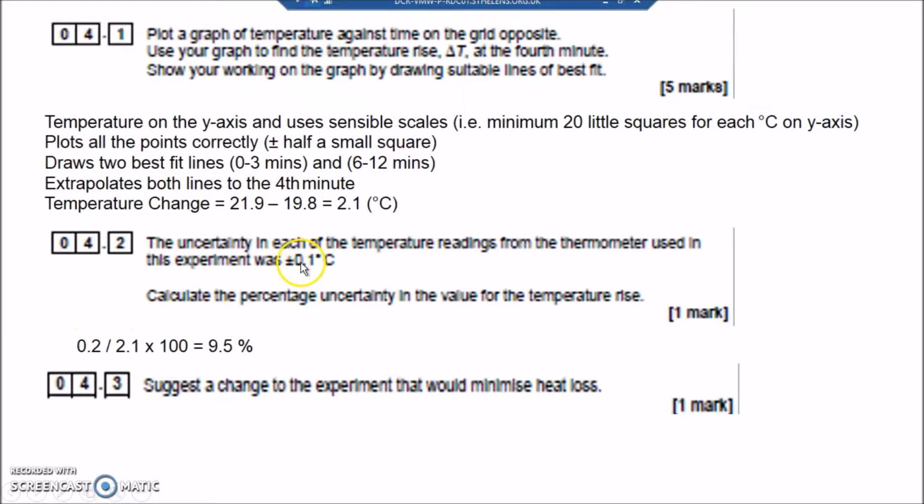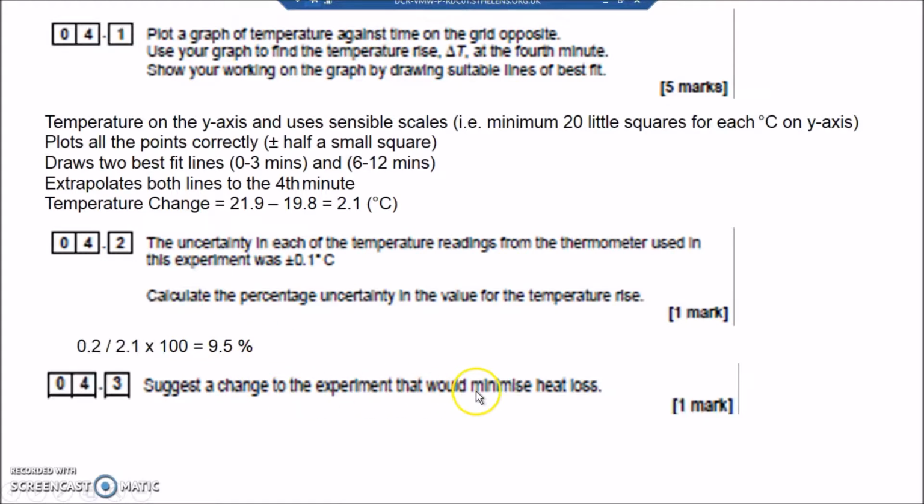So 0.2, 2 times 0.1 for the 2 readings. It could be 0.2 plus or minus 0.2 out from the real value, divided by the temperature change, which is 2.1, multiplied by 100%. We've got a 9.5% uncertainty.